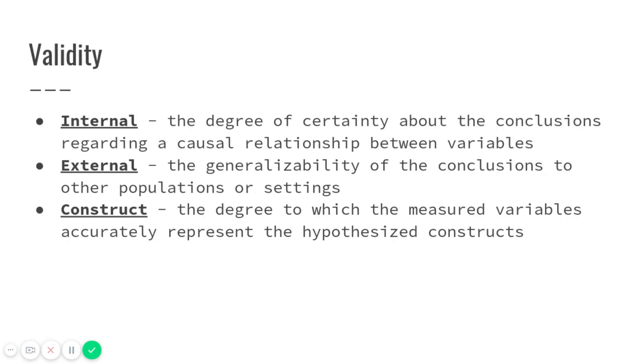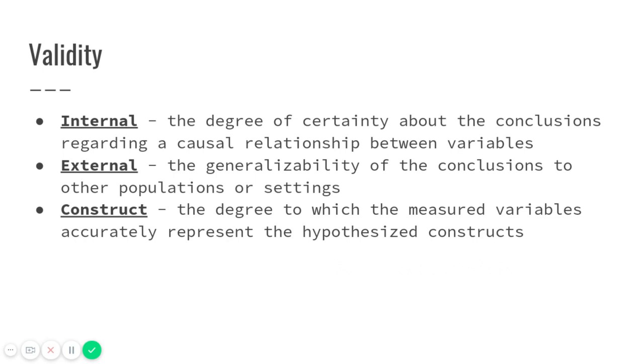Let's talk about validity. There's three main types of validity: internal, external, and construct. When a quantitative study has internal validity, the degree of certainty about the conclusions regarding a causal relationship between the variables is shown. So that tells you that if you have a high internal validity, you are very sure that the conclusions you're coming to are accurate in your relationship between those variables.